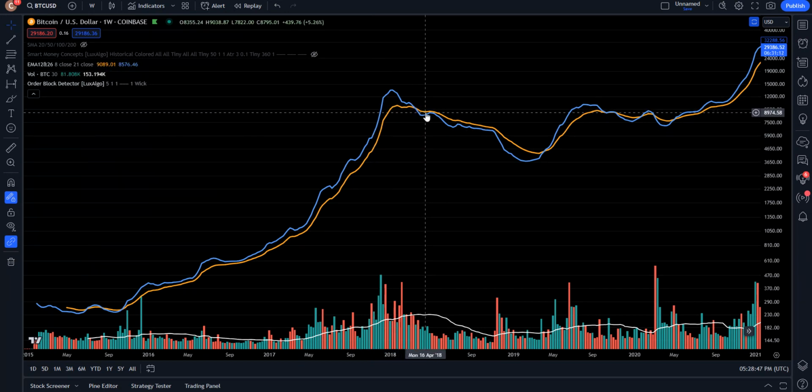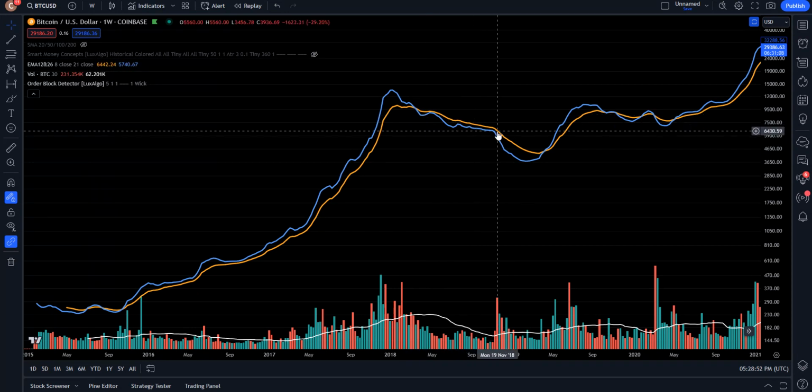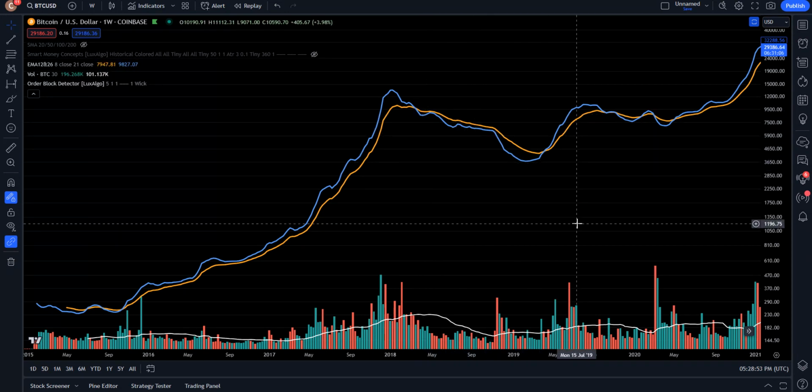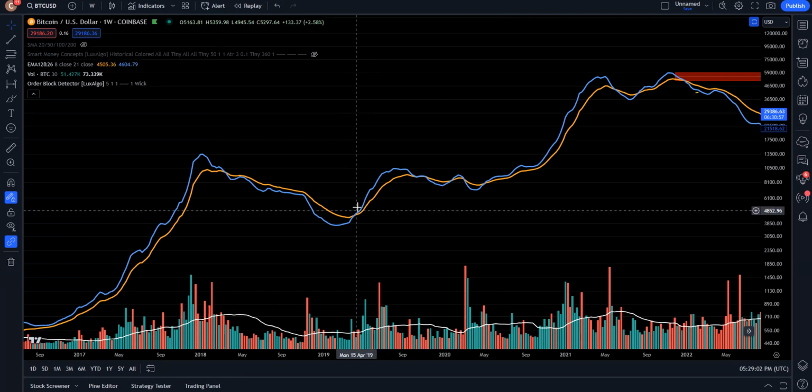If the 8 crosses down below the 21, and the 21's on top, then you can do your shorting, but you're not taking long positions in there. And what this can do is keep you out of trouble and keep you from getting bled in either direction. So if we go further here, we have another nice cross to the upside.